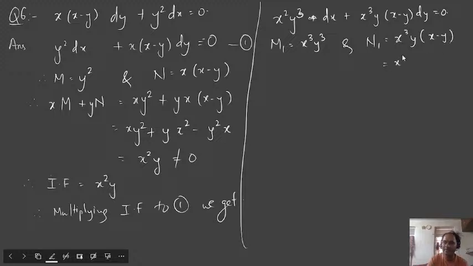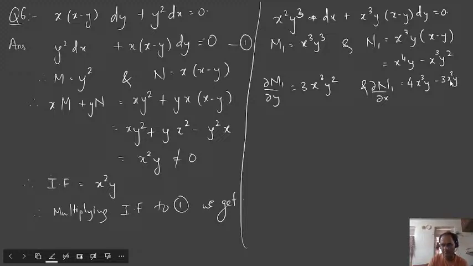So let us simplify this. This is x raised to 4 y minus x cube y square. So del M1 by del y is 3x cube y square, and del N1 by del x is 4x cube y minus 3x square y square. That's not becoming equal, right?